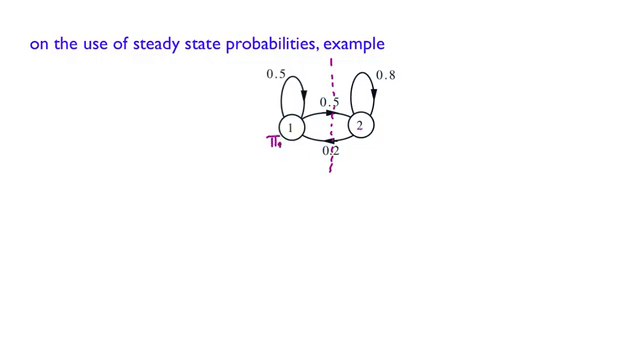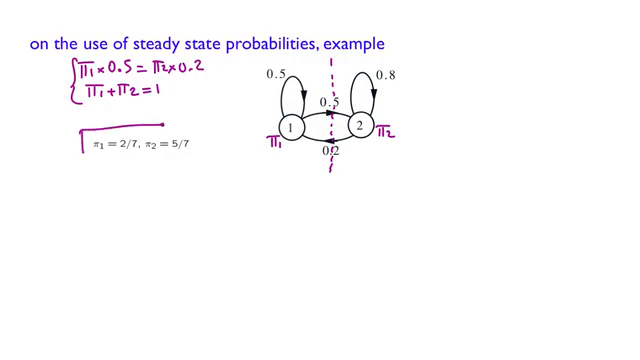So if you have pi 1 here and pi 2 here, what it means is pi 1 times 0.5, which represents the frequency of these kinds of transitions, has to be equal to pi 2 times 0.2, which is this kind of transition, plus pi 1 plus pi 2 equals 1, the normalization equation. And by solving this system of equations, you obtain the same thing as what we obtained before, which is the steady-state probabilities of state 1 and of state 2.